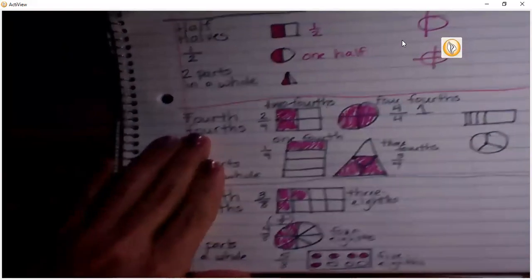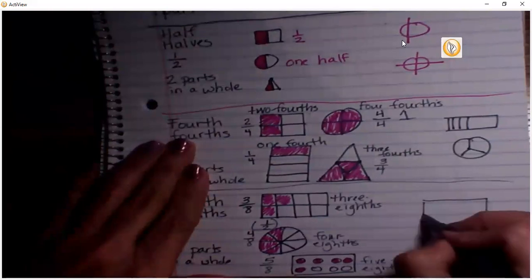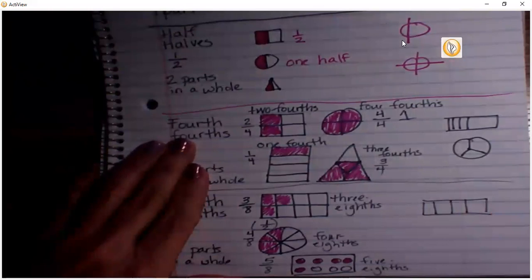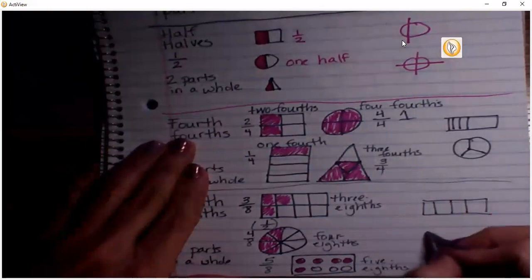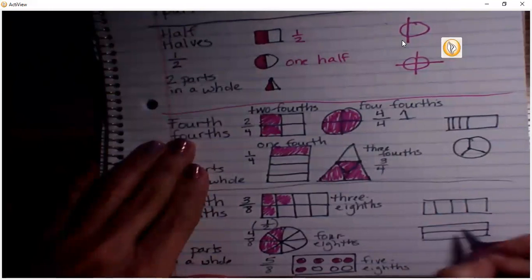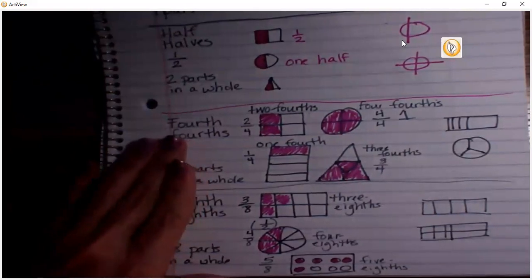Okay, and some non-examples. Well, first of all, if it doesn't have the right number, it's not an example of 8ths. Or if it has the right number, but they're not equal, it's not an example of 8ths.